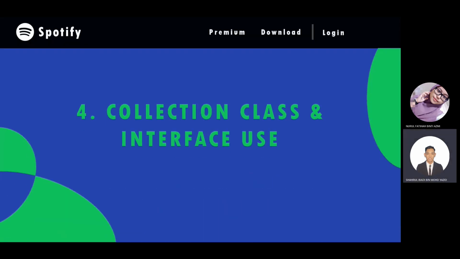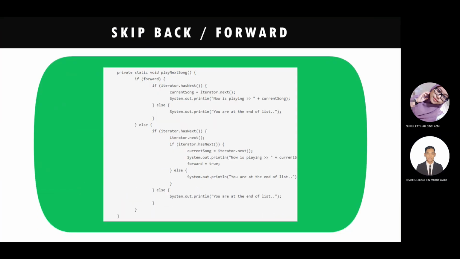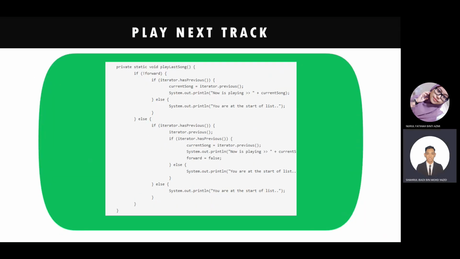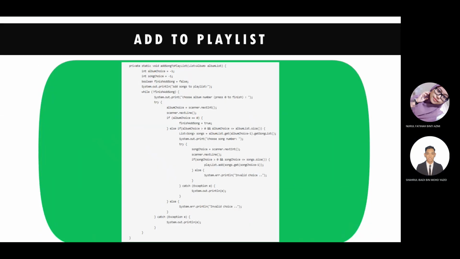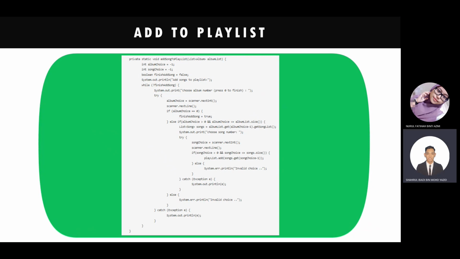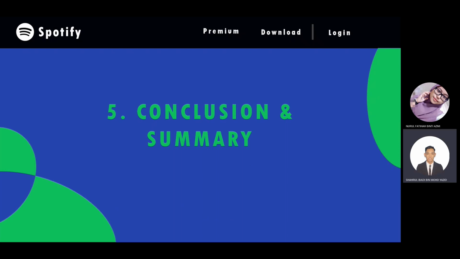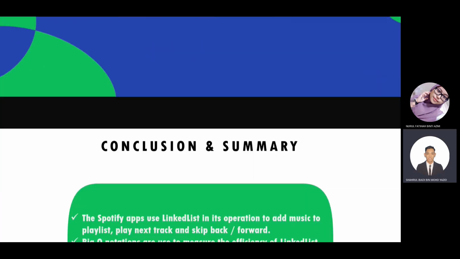For the fourth point is the collection class and the interface used. So this is the function for the skip back or forward operation that we use in our code, the play next track button, and the add song to playlist function. So Fatihah, for the conclusion and summary.